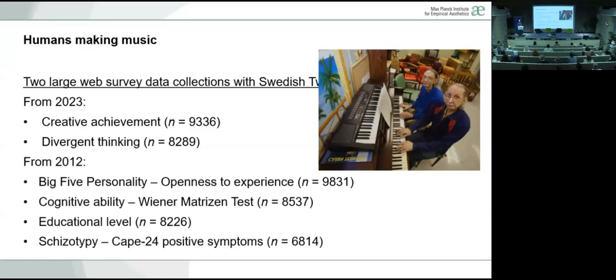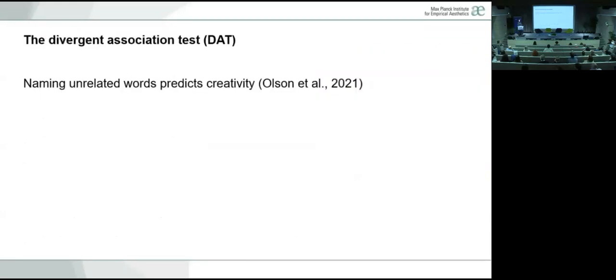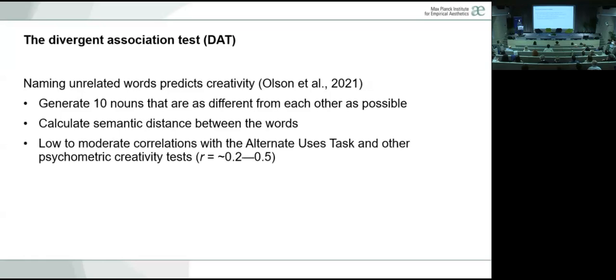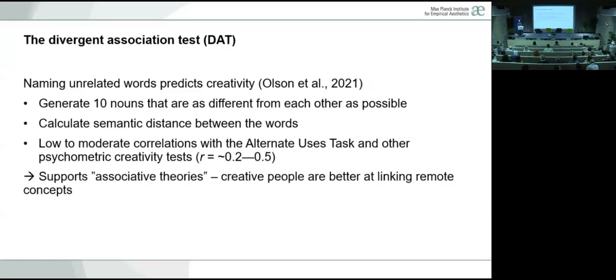But since then, there's been a lot of progress in using semantic distance as a proxy for creative ability. And in 2021, there was this test published, which is very simple. You just generate 10 nouns that are as different from each other as possible. You calculate semantic distance between the words, and then the authors found low to moderate correlations with traditional psychometric creativity tests. And this is something that could be used with the twins, we thought.